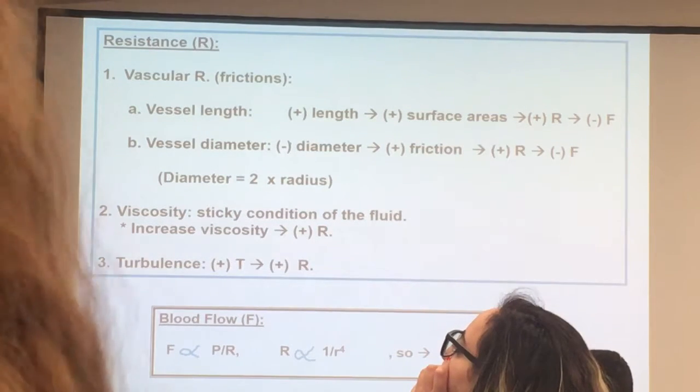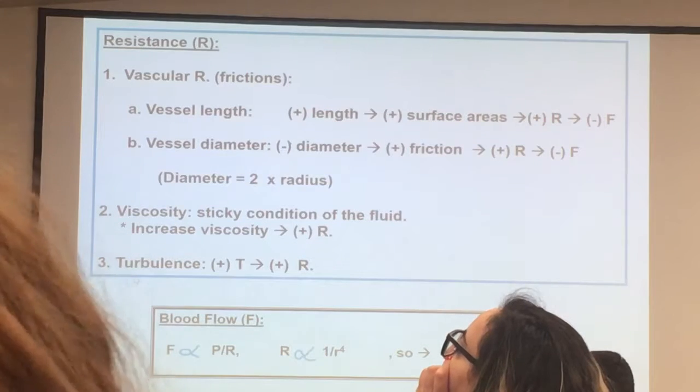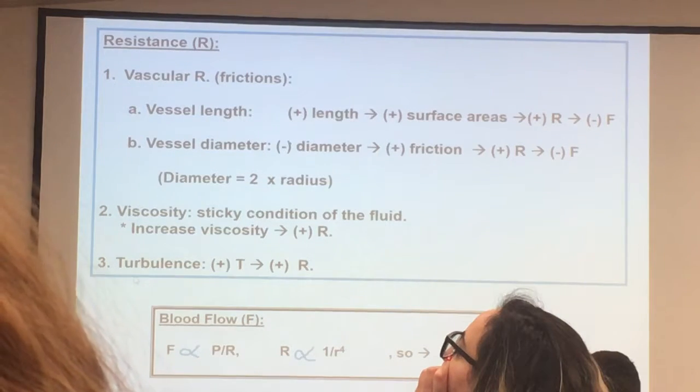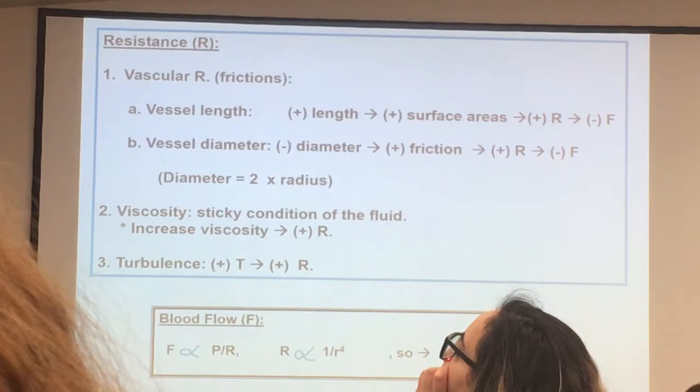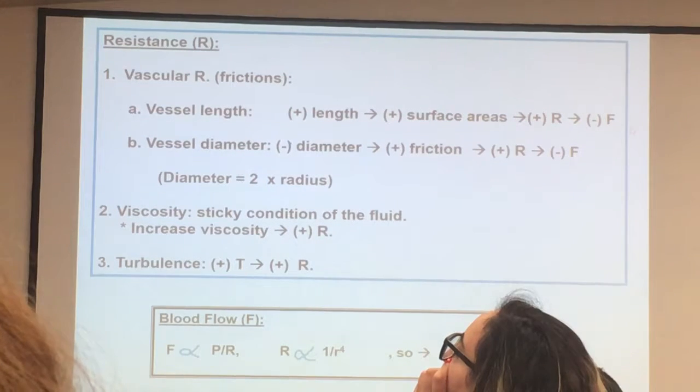That's the one. Okay. And the other thing is the vessel. How long is the length? If we had more length, a longer one, we have more surface area, and resistance will increase. The blood flow will reduce. And the same thing with diameter or radius.